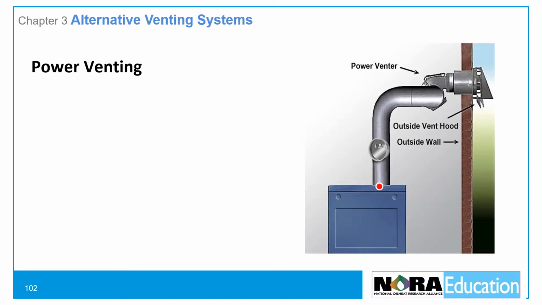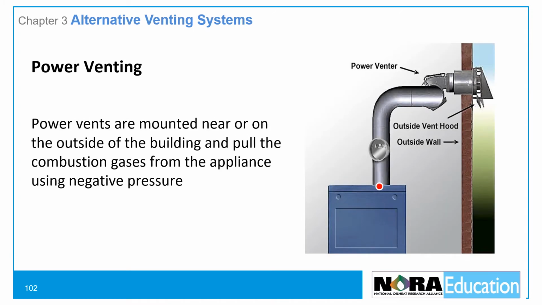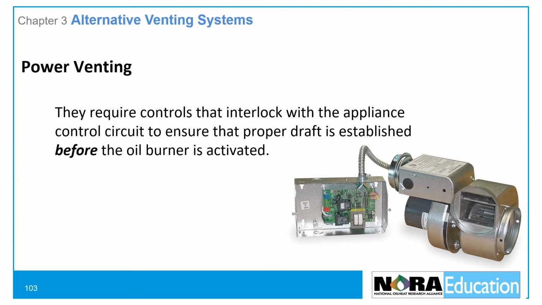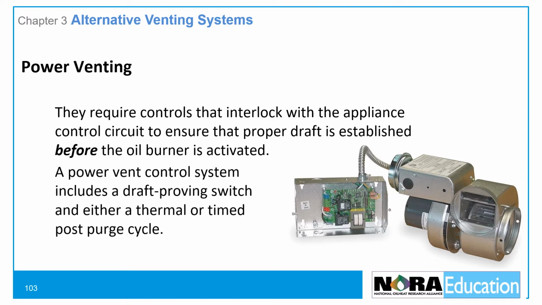Power vents are mounted near or on the outside of the building and pull the combustion gases from the appliance using negative pressure. They require controls that interlock with the appliance control circuit to ensure that proper draft is established before the oil burner is activated. A power vent control system includes a draft-proofing switch and either a thermal or timed post-purge cycle.